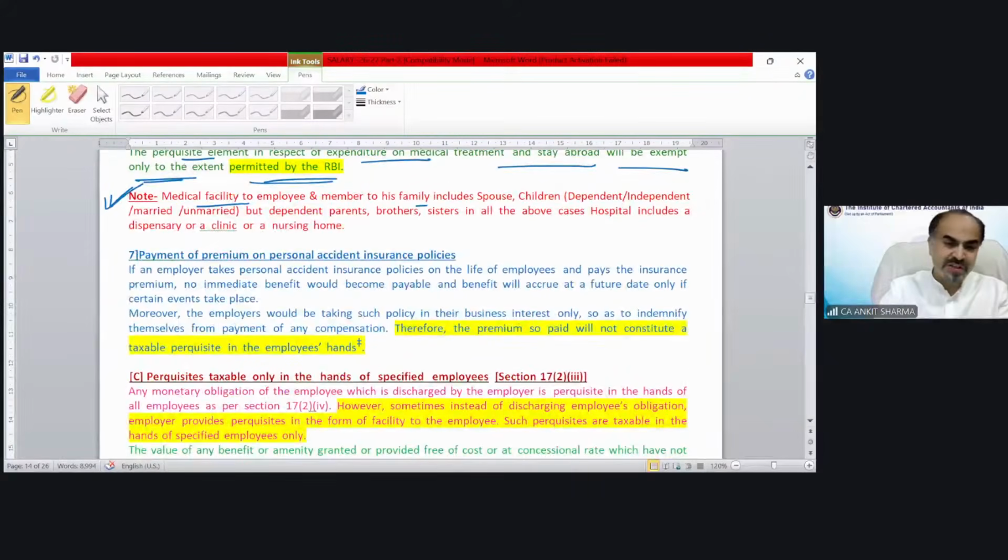Health insurance policy was exempt. Now accidental insurance policy, if paid by employer for an employee, that is also exempt. So if an employer takes a personal accident insurance policy on the life of the employee and pays the insurance premium, no immediate benefit would become payable and benefit will accrue at a future date only if certain events take place. So the premium so paid will not constitute a taxable perquisite in the employee's hand.